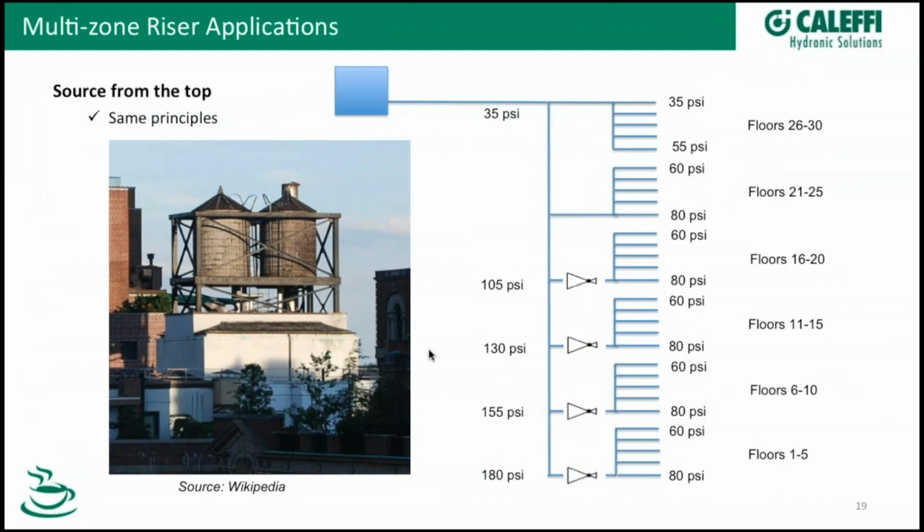And then, same idea here too. If you've got a source of water at the top of the building, you can see here like the water towers and the New York skyline, it's going to be the same idea. You're going to have that pressure at the top of the building, and because of gravity, that pressure is going to increase as it goes down the building. So again, at the bottom, you're looking at 180 psi, so you've got to adjust for that. So again, 5 or 6 floor zones, and knock it down to where it's necessary.